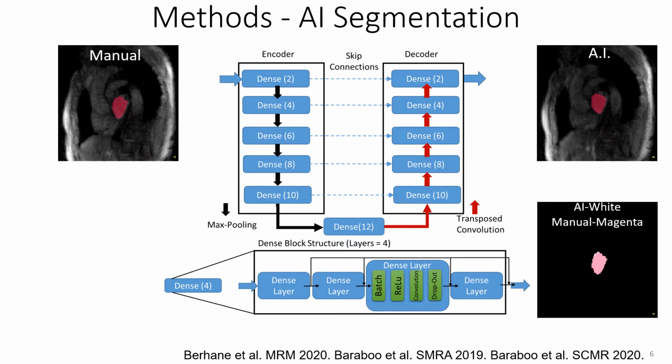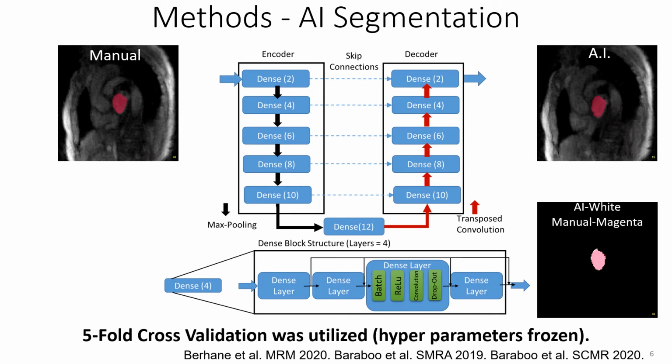We will also be plotting the AI and human mask on top of each other, with the AI in white and the manual ground truth in magenta, which we can see through time. Critically, we used 5-fold cross-validation with our hyperparameters from our previous models frozen in order to evaluate our entire data set to interrogate potential overfitting and overall performance of this architecture.